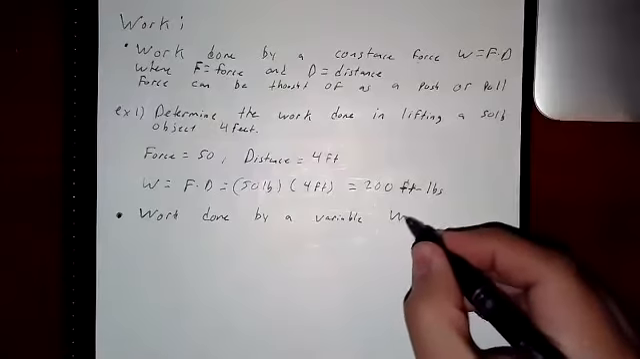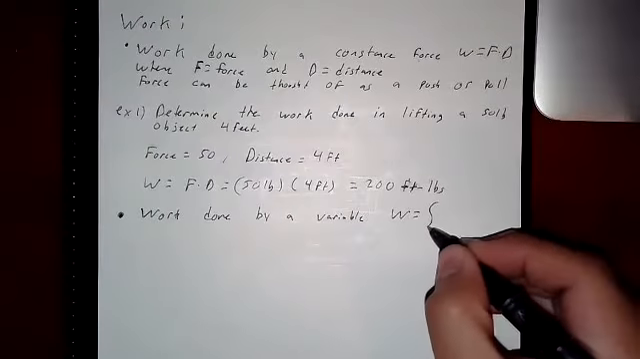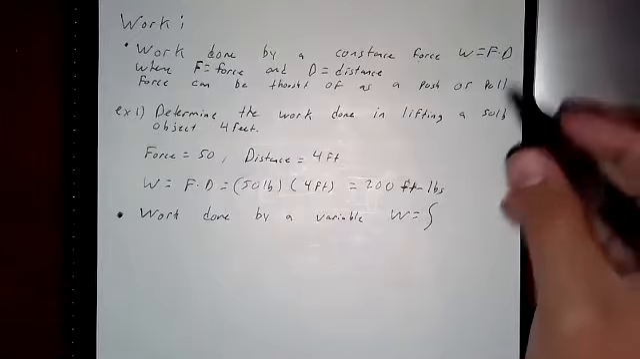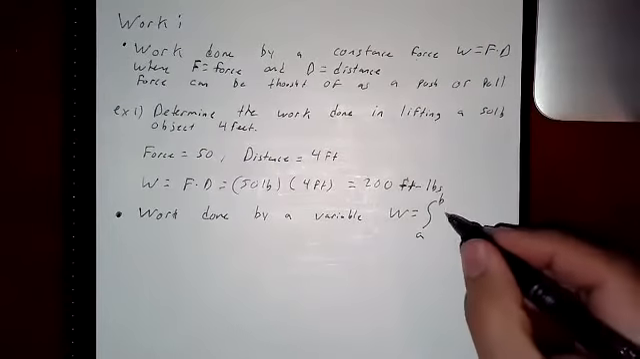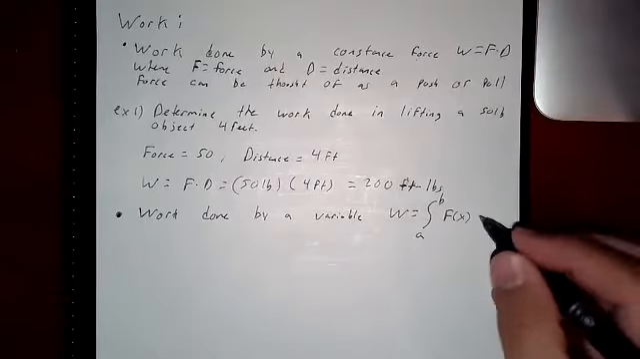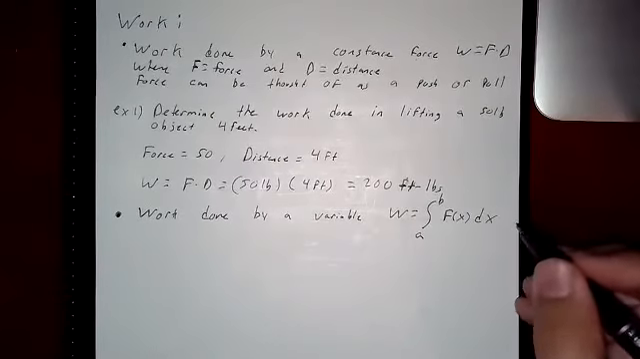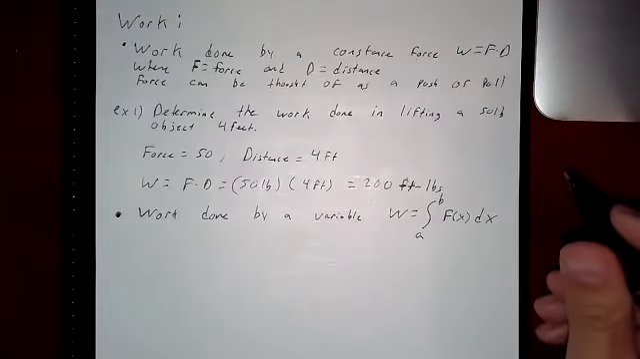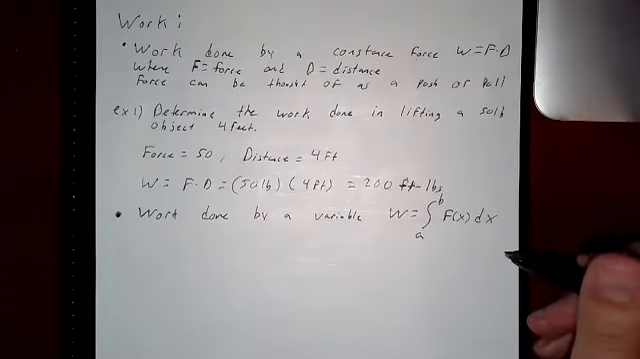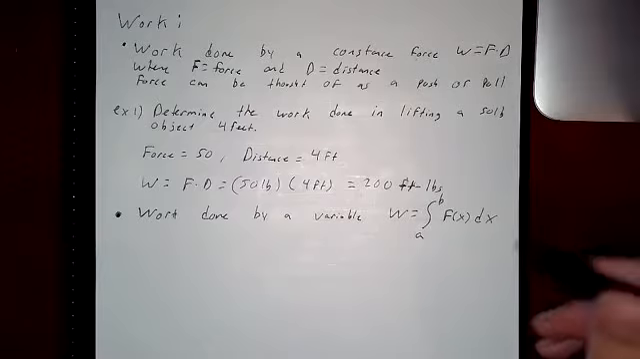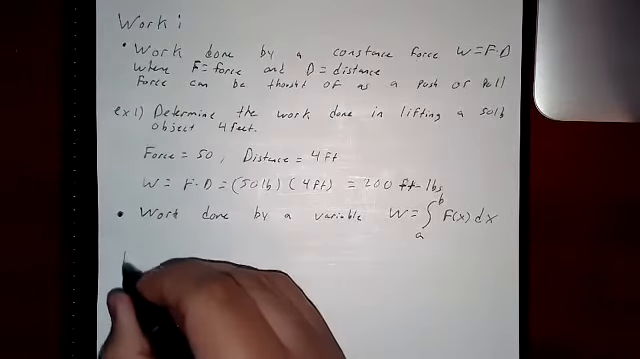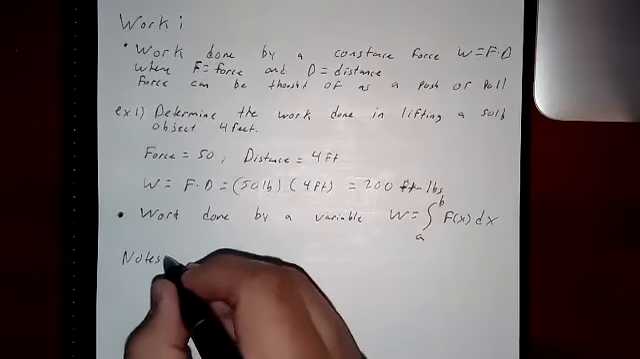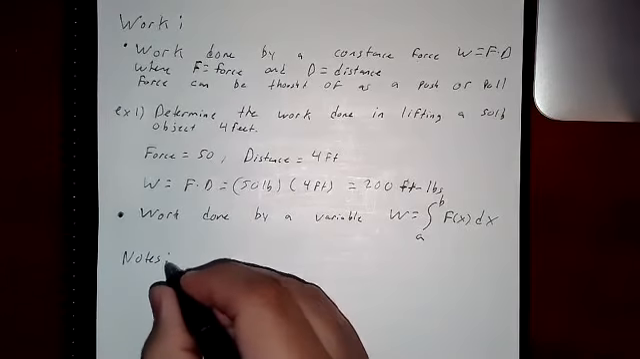So the formula would be derived from this guy up here. It would be from some distance a to b of your f of x force function times dx. This is the variable force formula. Okay. And we got to mention a couple of physics ideas before we start an example here. Let's talk about Hooke's law. So if you're taking some physics, you should remember this.